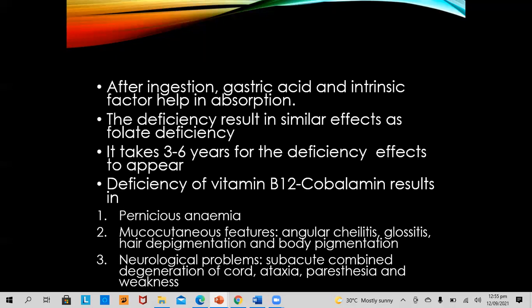Deficiency of B12 cobalamin results in pernicious anemia, which is a megaloblastic anemia, mucocutaneous features like angular cheilitis, glossitis, hair depigmentation, and body pigmentation. Neurological problems include subacute combined degeneration of cord, ataxia, paresthesias, and weakness.